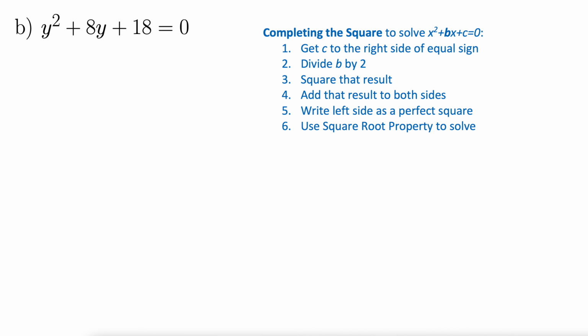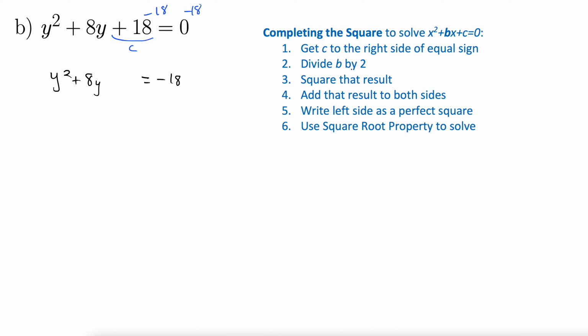So let's get to it. Step 1, get c to the right side of the equation. Okay, so plus 18, that's our c term. So I'm going to subtract 18 from both sides. This gives us y squared plus 8y, leave some space, equals negative 18.